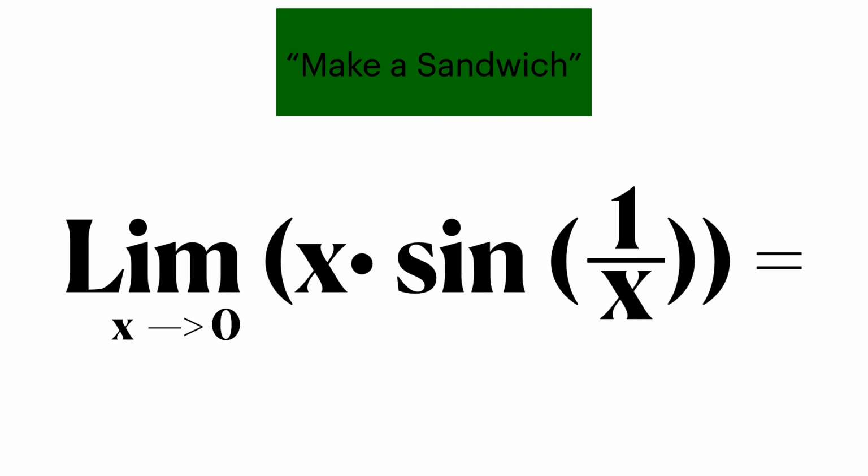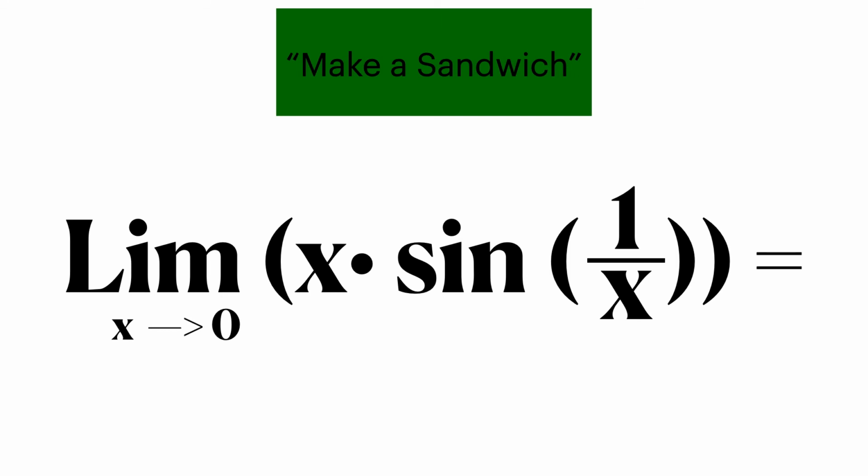So what is make a sandwich? I mean, you just made a sandwich, so I guess that's one definition. But here is our example. Let's first try plug and chug, right? So let's input 0 into these. Now 1 over 0 isn't really defined, so we're not going to be able to use this. Okay, so let's go back to the original equation.